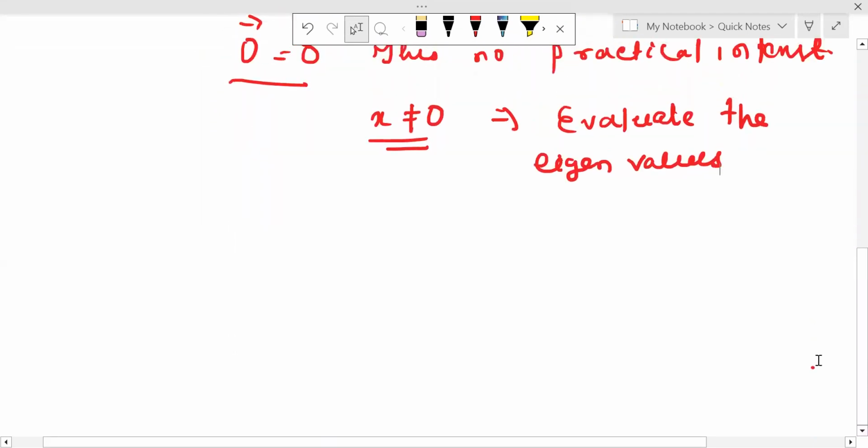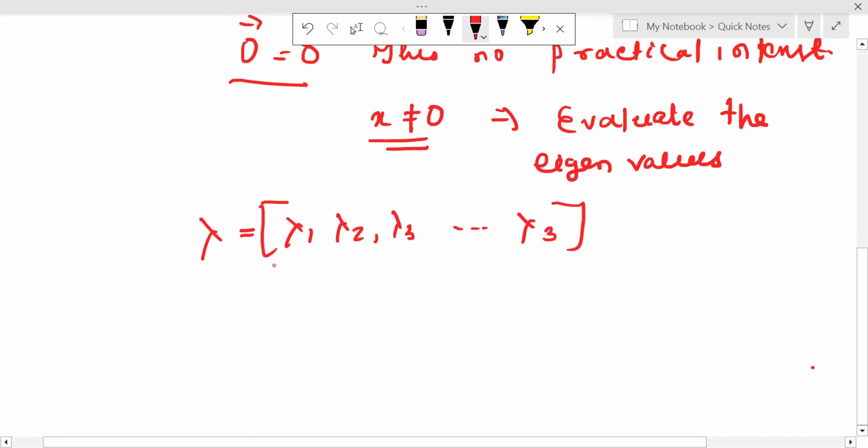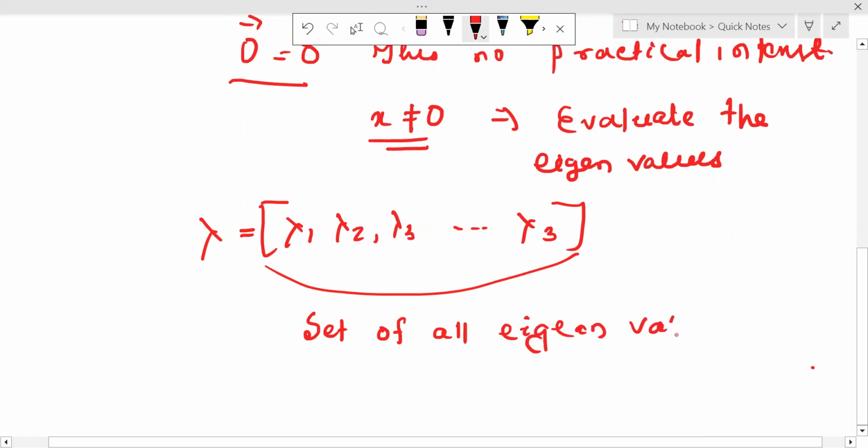The set of all eigenvalues, which contains lambda 1, lambda 2, lambda 3, is called the spectrum. The set of all eigenvalues is called the spectrum.